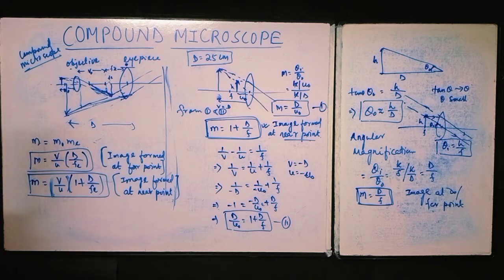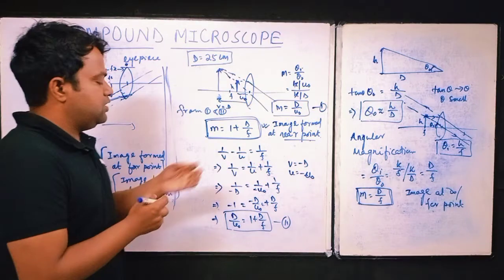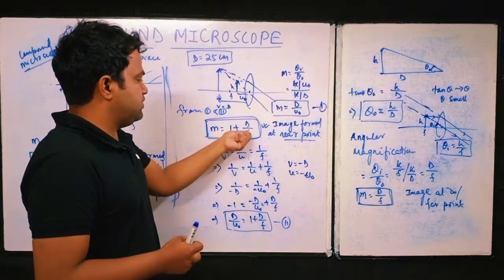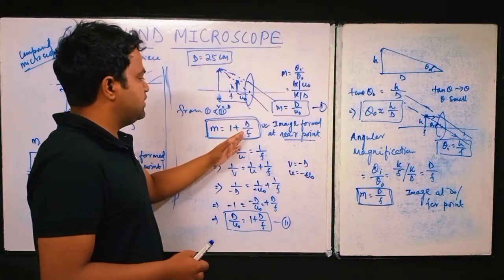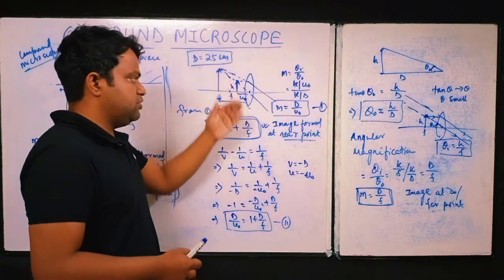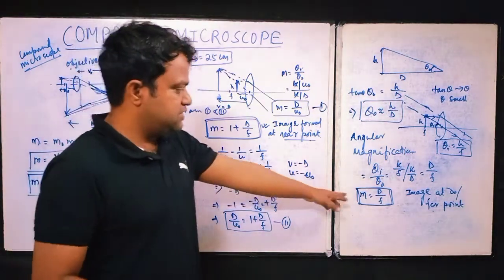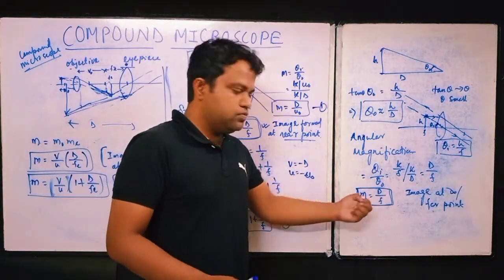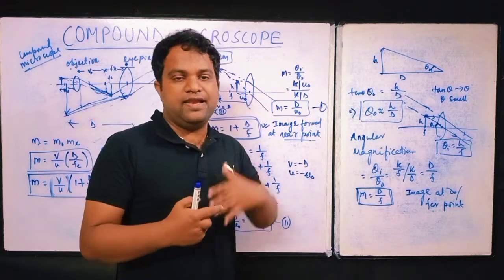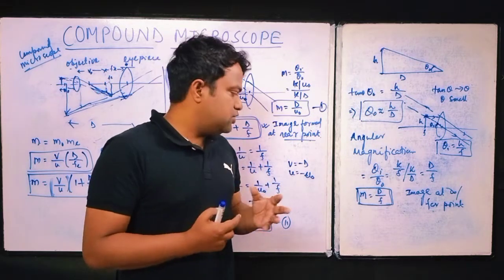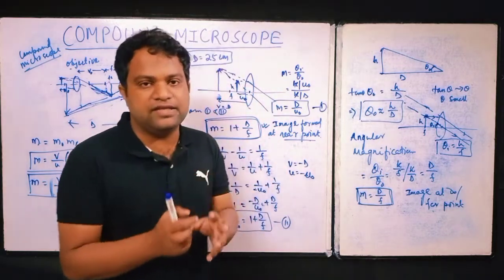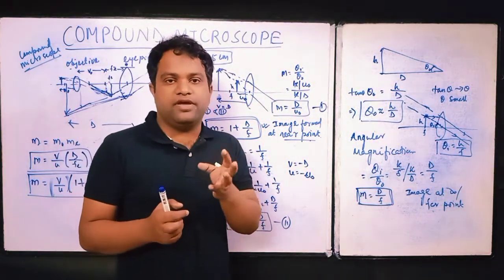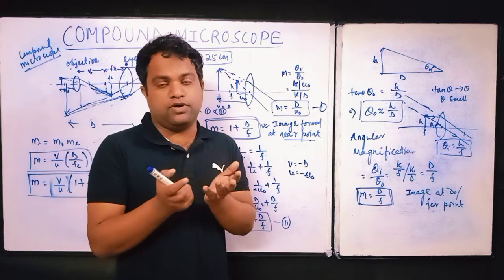Now, the question is: if F is very small compared to D, then a more magnified image will be formed. You can see D by F. So to get a more magnified or enlarged image, what we have to do is reduce the focal length. That means we have to make a lens of very small focal length, right?